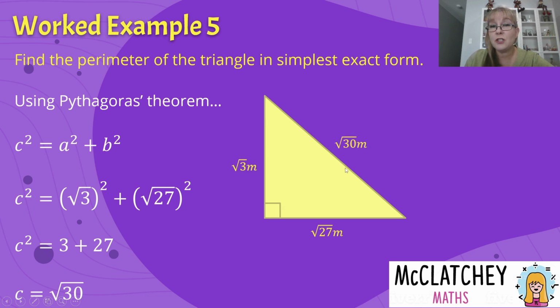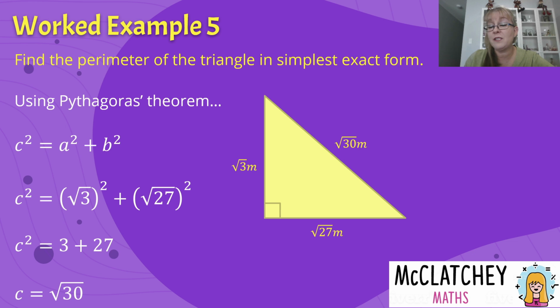So now what I need to do is find the perimeter, which means I'm going to add all three sides. Before I do that, I want to have a think about, are there any of these surds that I can actually simplify to enable me to add like terms together? Now, if we look here at root 30, for example, well, it's got a factor pair of 3 times 10.